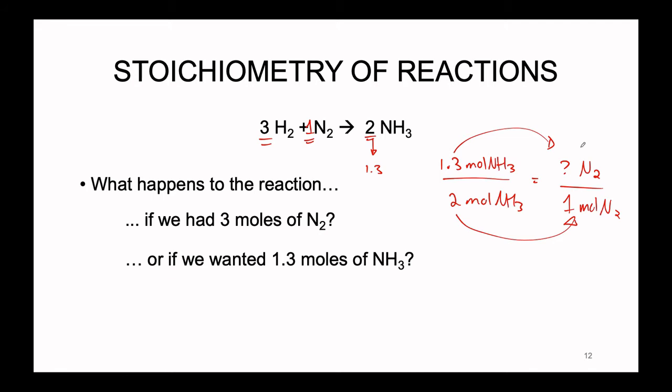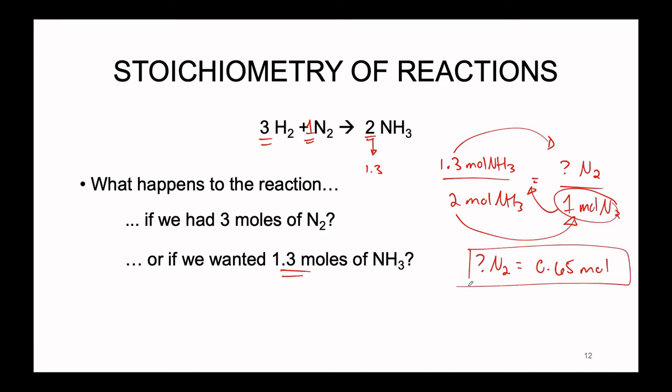Now, if we solve for the amount of nitrogen that we would need, we're going to take 1.3 and divide it by 2. Technically, we're also going to multiply this 1 mole of nitrogen up to the other side. That just ends up giving us the same number. Our question mark of N2 is 1.3 divided by 2, which is equal to 0.65 moles. So if we only want 1.3 moles of ammonia, we're only going to have to use 0.65 moles of nitrogen.